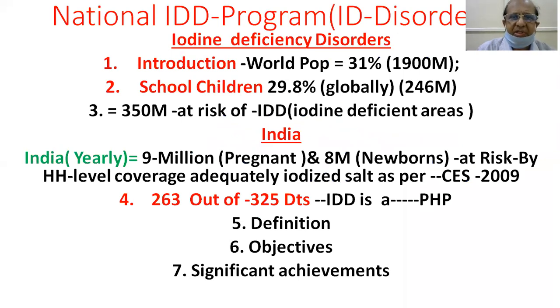World population 31%, school children 29.8% globally, and iodine deficiency areas at risk are 350 million. Coming to India, yearly 9 million pregnant women and 8 million newborns are at risk, with household level coverage inadequate as per the CES, Coverage Evaluation Survey 2009. So iodized salt should be supplied adequately to reduce the problem. In 263 out of 325 districts, IDD is a public health problem.